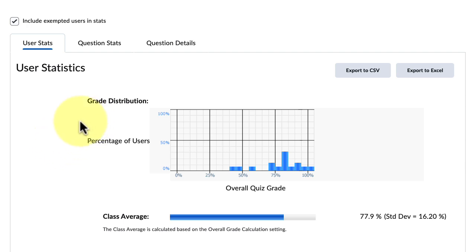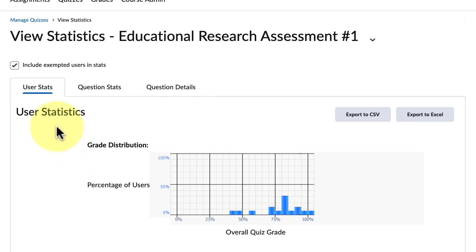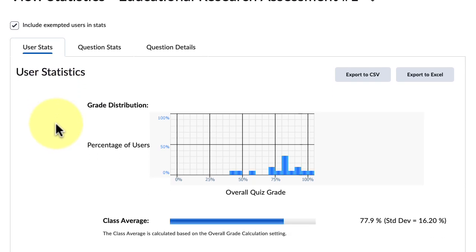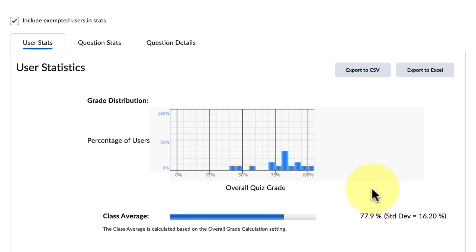So here I am on one section of the course this summer. I'm on the statistics page for assessment number 1. And here you can see the grade distribution for this class, and there are 16 grades reported in this section. And by the way, I compared section 1 to section 2 of the course, and the results are very similar, so I don't have to combine them to do this analysis.